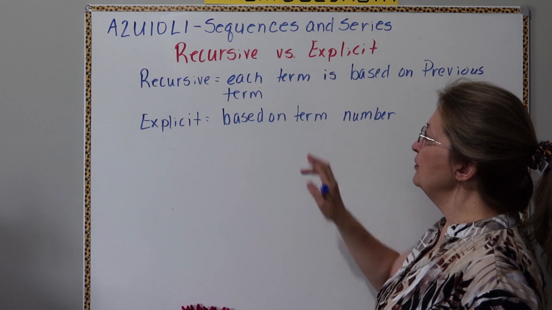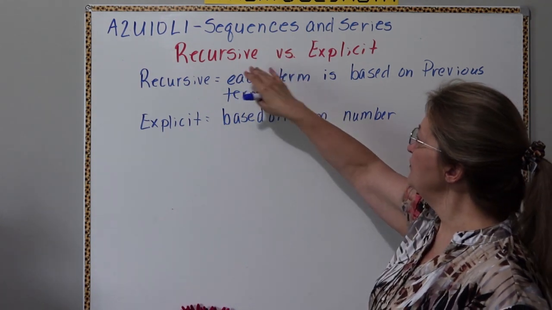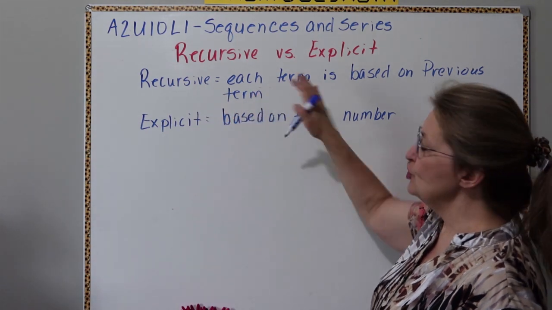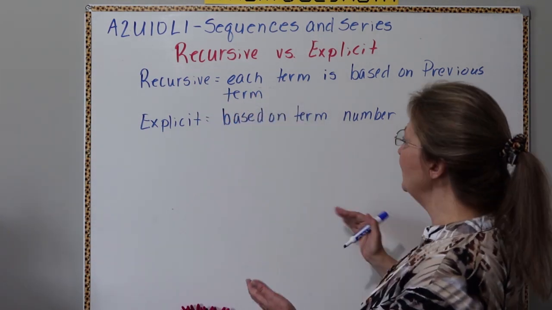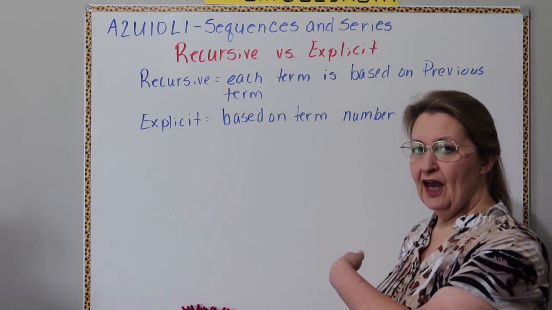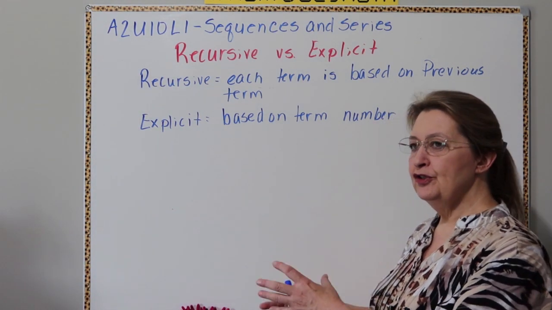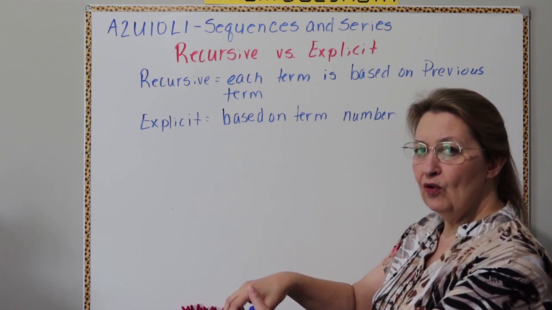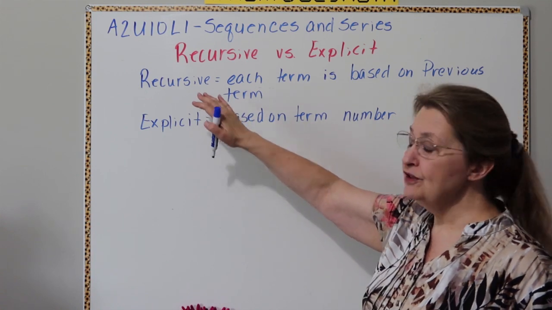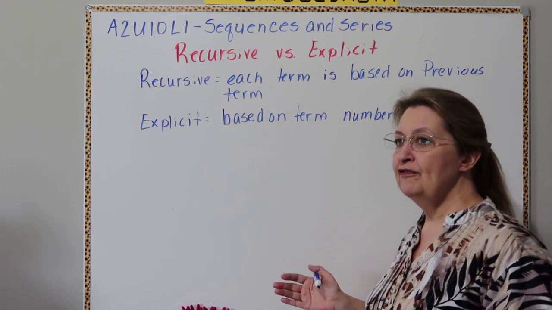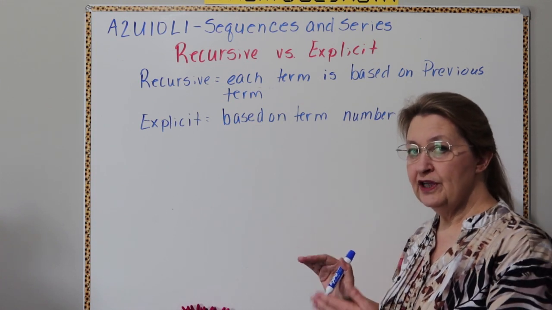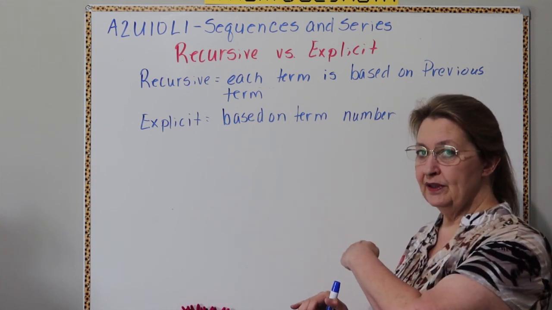We're fixing to look at 2 different kinds of sequences, recursive and explicit. Now your recursive means that each term in your sequence is based on the previous term. So like you're adding 2 each time, or you're multiplying by 2, but you're doing something to the term right before it to get to the next term. Now this means on a recursive sequence, if you need to find the 15th term, you're going to have to find terms 1 through 14. You can't just skip over to it.